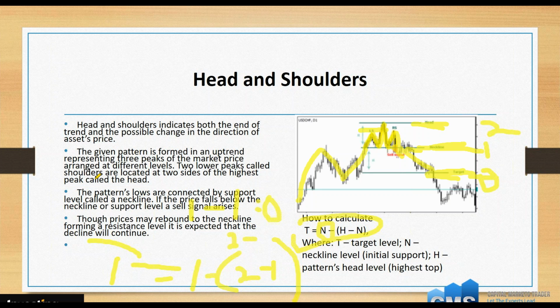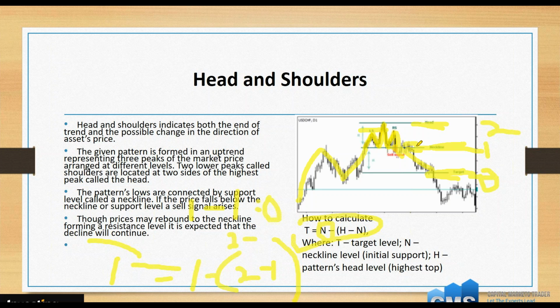So the given price is formed in an uptrend representing 3 peaks of the market price arranged at different levels. 2 lower peaks called shoulders are located at the 2 sides of the highest peak called the head. The pattern's lows are connected by supporting levels called a neckline. If the price falls below the neckline or support level, a sell signal arises. Though prices may rebound to the neckline, forming a resistance level, it is expected that the decline will continue.